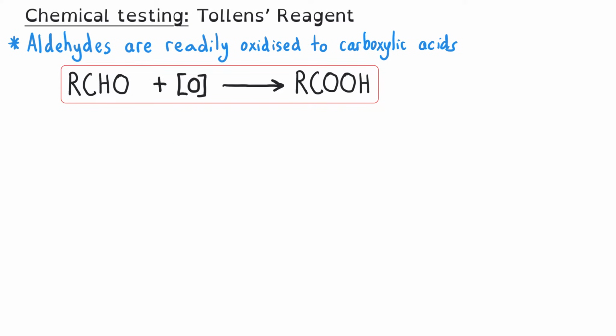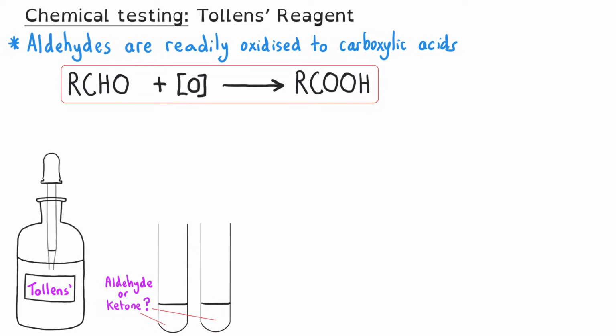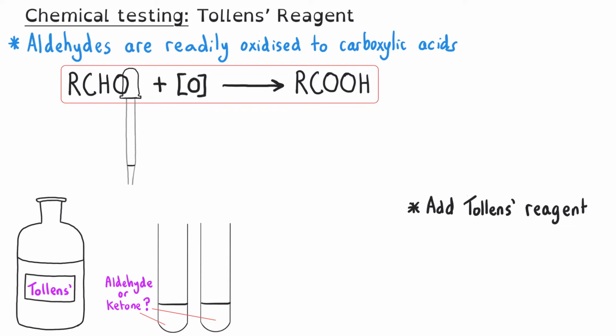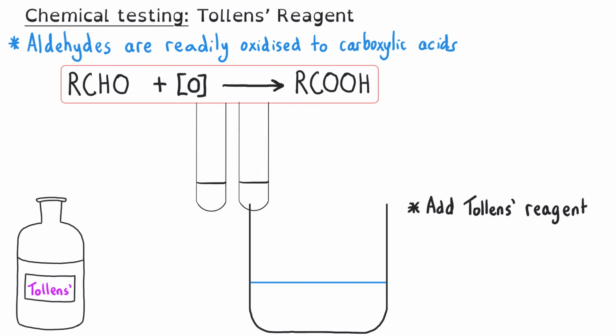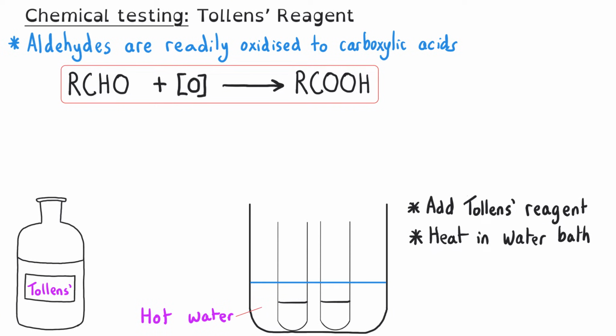We can use the oxidizing agent Tollens' reagent to distinguish between aldehydes and ketones, since aldehydes are readily oxidized to carboxylic acids and ketones cannot be oxidized in test tube reactions. To do this, we take a bottle of Tollens' reagent and we add some of it to our samples that we think might contain an aldehyde or a ketone. We then transfer these test tubes into a water bath containing hot water, definitely no naked flames, and we leave the test tubes for a few minutes for the reaction to occur.